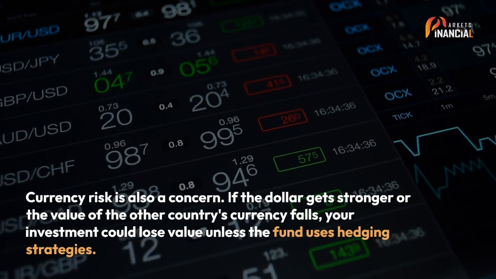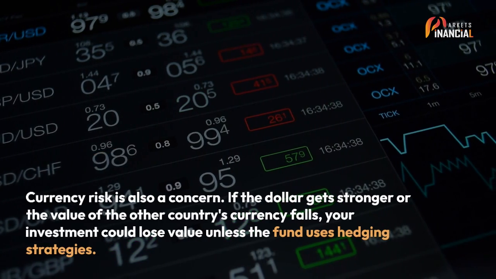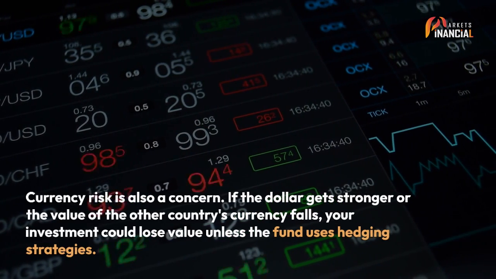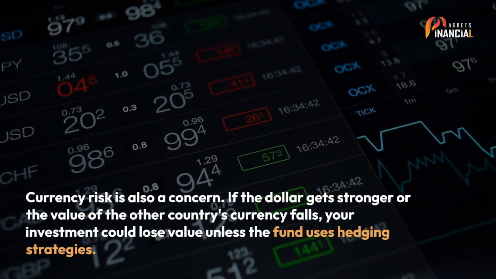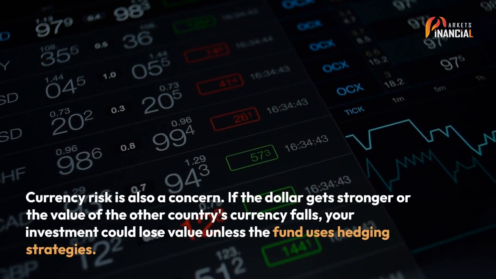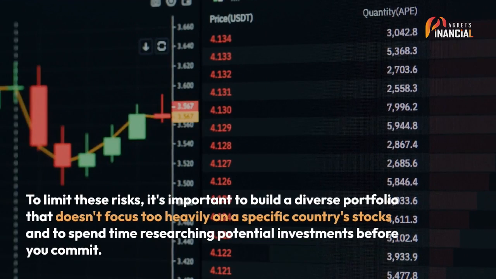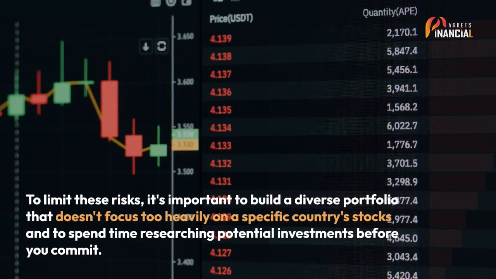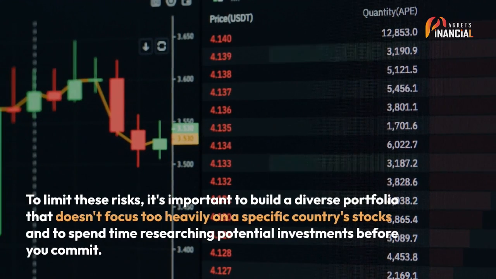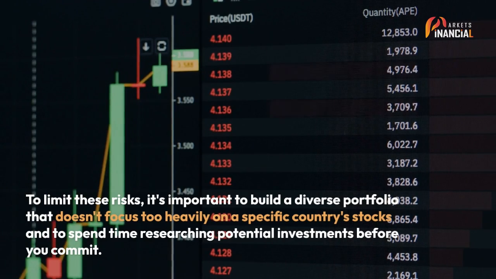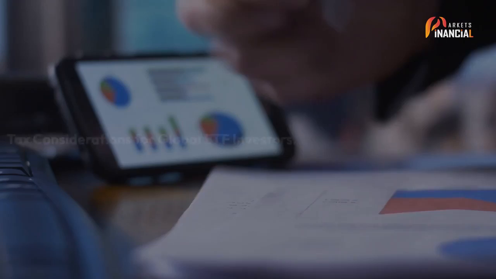Currency risk is also a concern. If the dollar gets stronger or the value of the other country's currency falls, your investment could lose value unless the fund uses hedging strategies. To limit these risks, it's important to build a diverse portfolio that doesn't focus too heavily on a specific country's stocks, and to spend time researching potential investments before you commit.